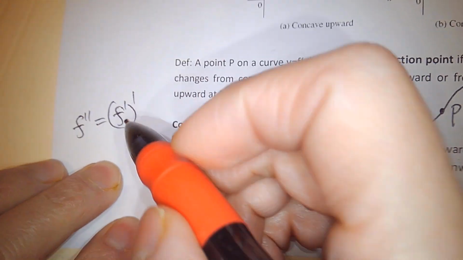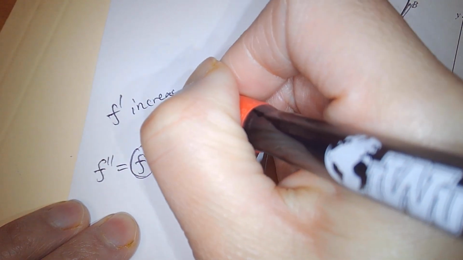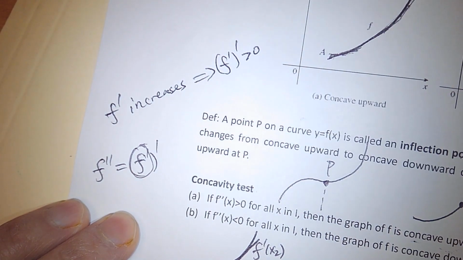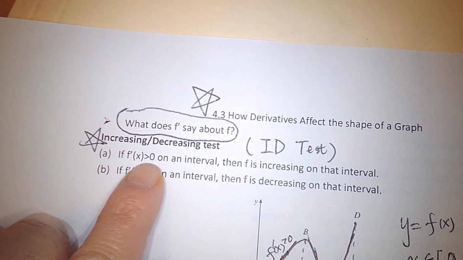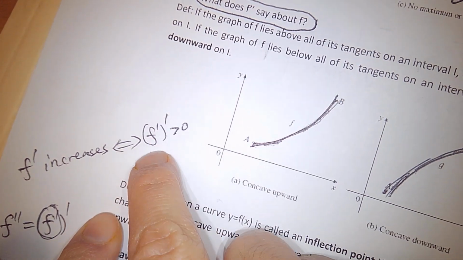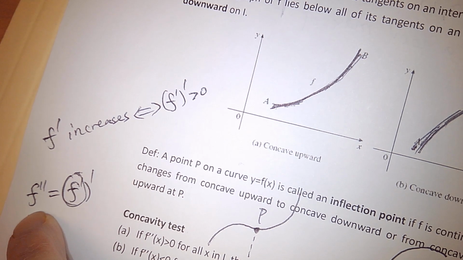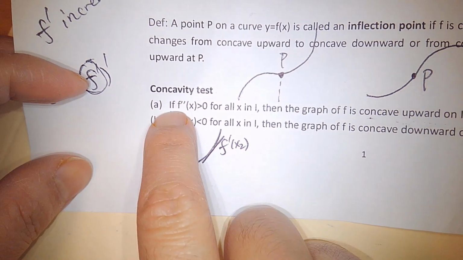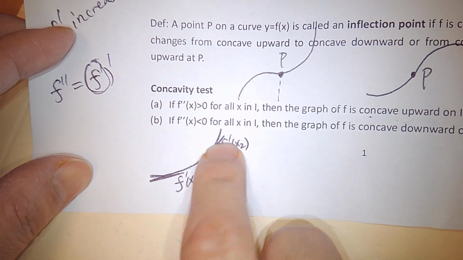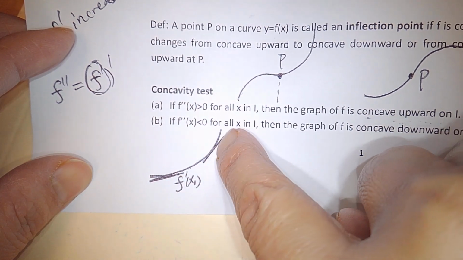So when f prime increases, it implies the derivative of f prime is positive. Remember, previously, f is increasing is equivalent to f prime being positive. Now, when f prime increases, it's equivalent to the derivative of f prime being positive. What is the derivative of f prime? f double prime. Do you see that? That's why a positive second order derivative gives us concave upward, because concave upward means the slopes of the tangent lines are increasing. Do you understand that?